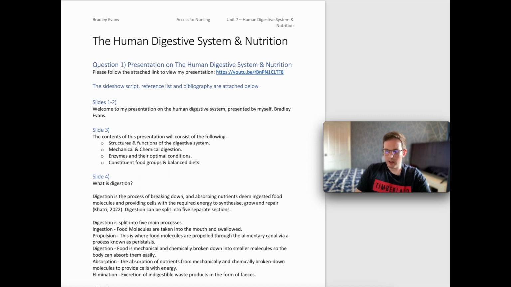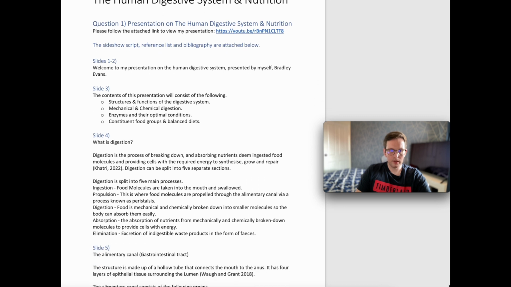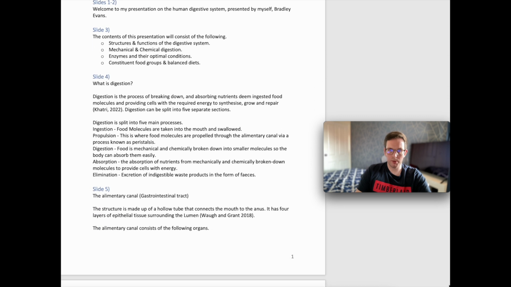So I lead on to say, what is digestion? Digestion is the process of breaking down and absorbing nutrients from ingested food molecules and providing cells with the required energy to synthesize, grow and repair. Digestion is split into 5 main processes.